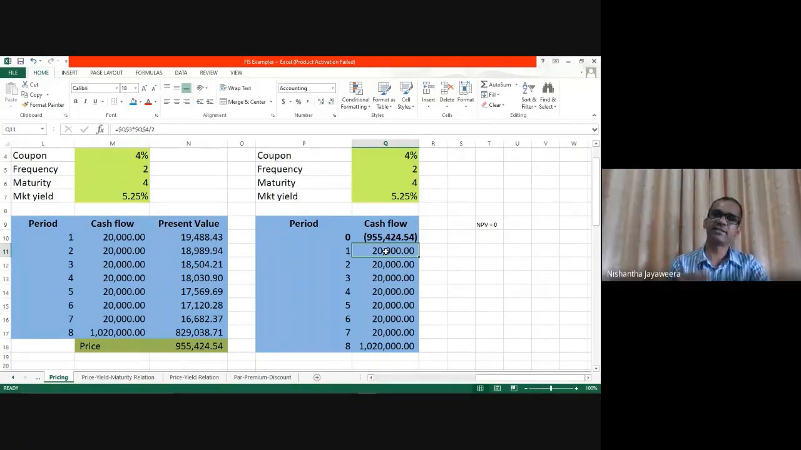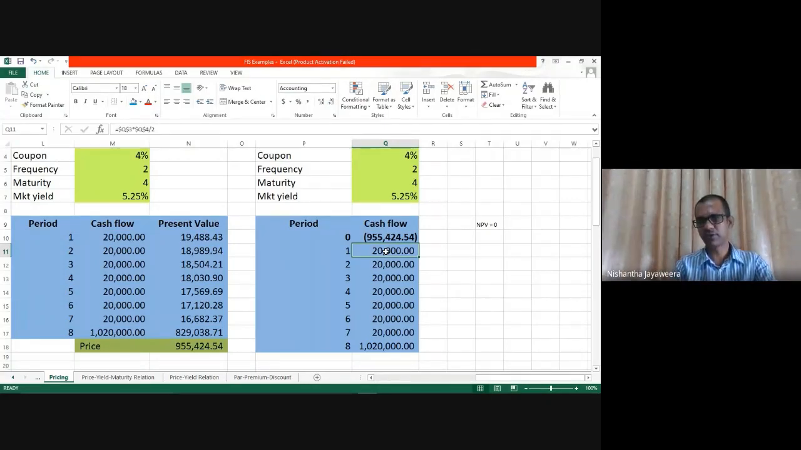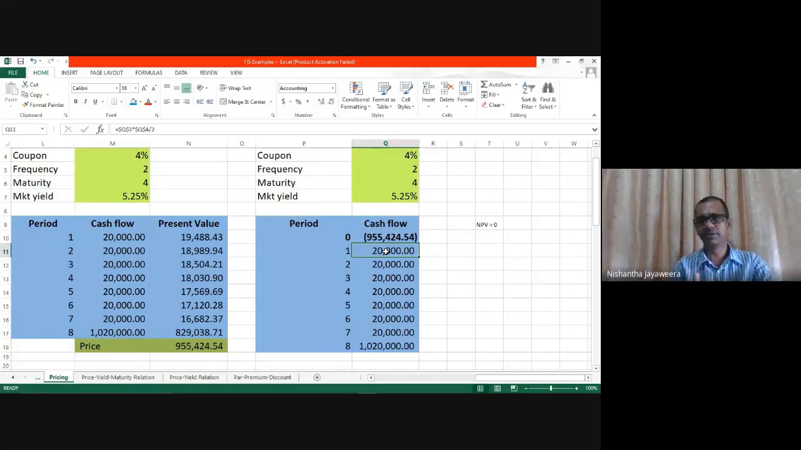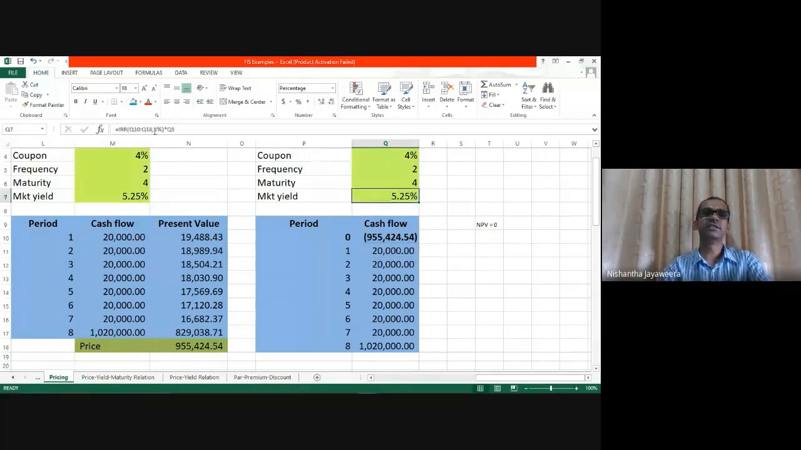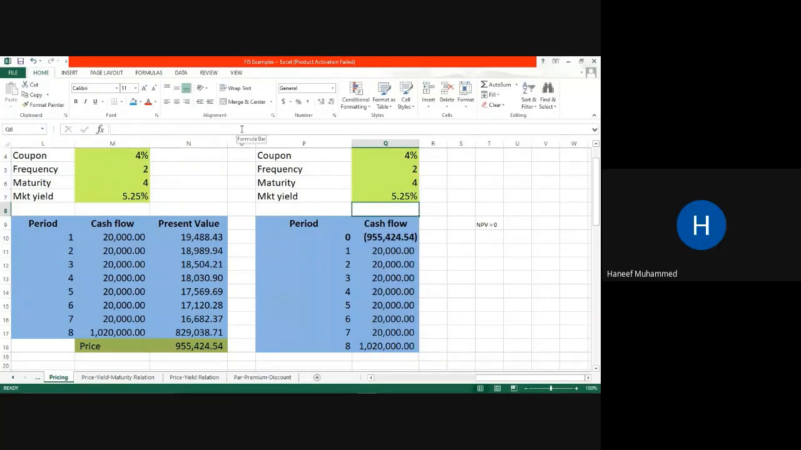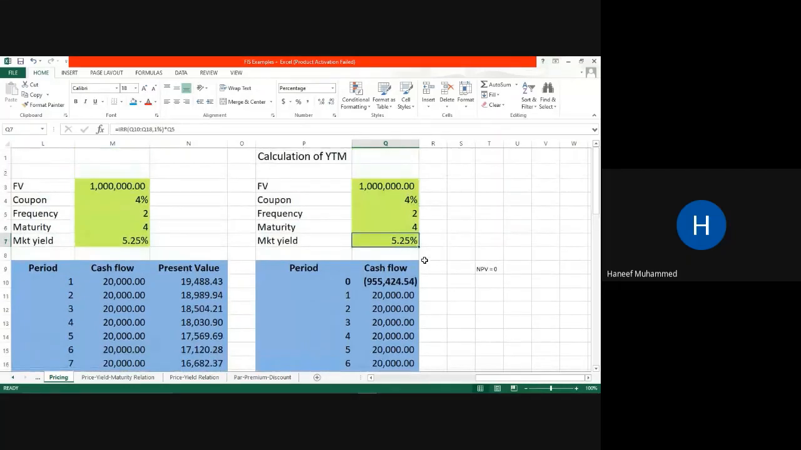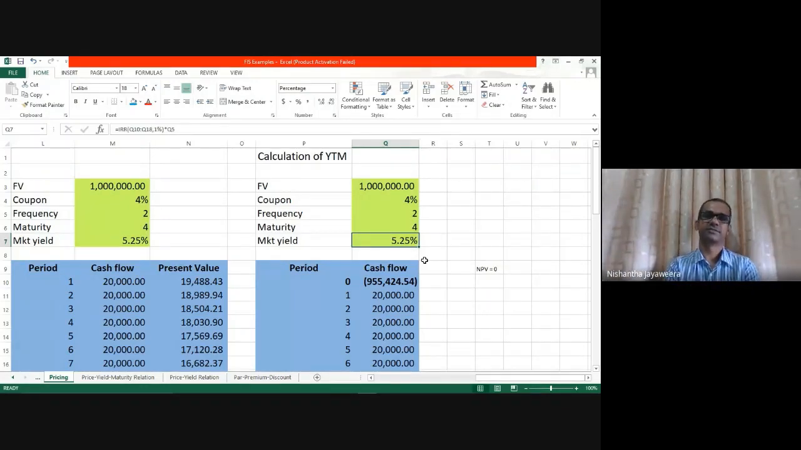Discounting at that rate, it sees whether NPV is positive or negative. If it is positive, it will increase that rate slightly and see what happens. If it is negative, it decreases a bit. Likewise, it's an iterative process. To start that, we have to give an initial guess. It doesn't matter whether it's 1%. It's a guess. It keeps adjusting the rate until it automatically gets the NPV to 0.